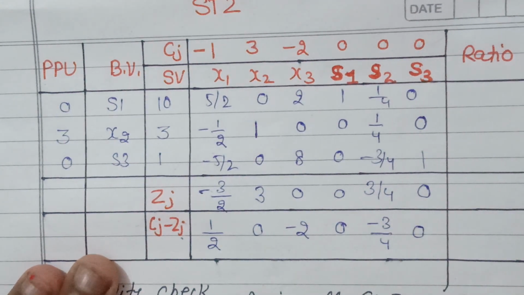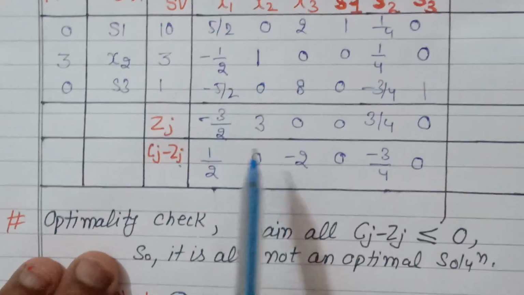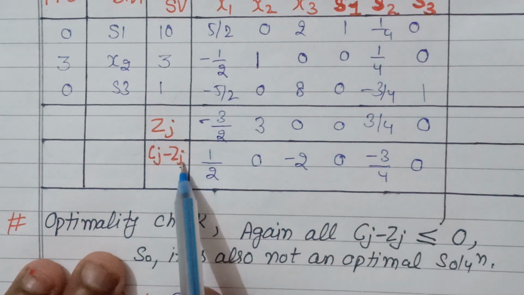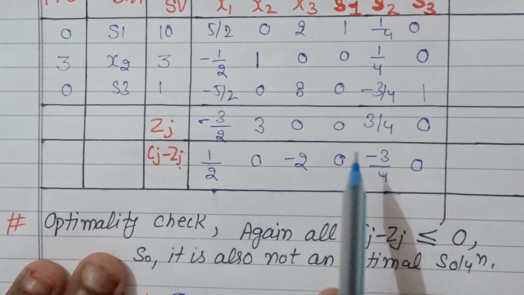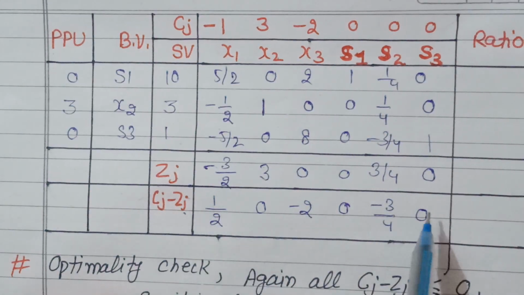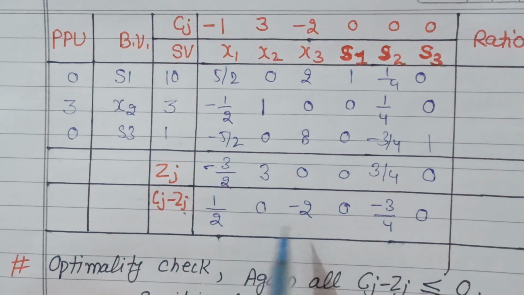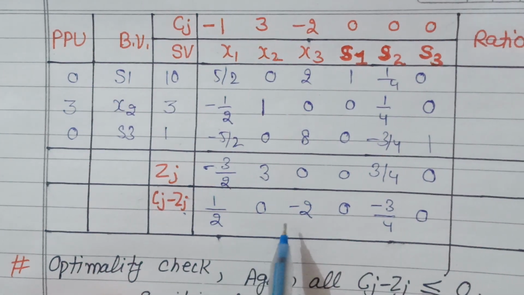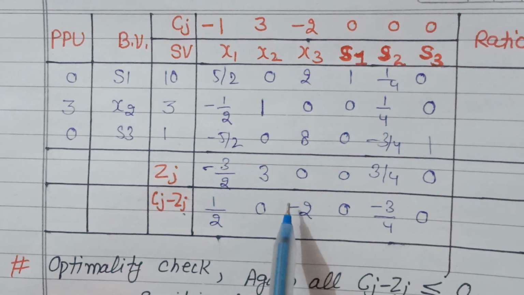Now we have to check for the optimal condition. Here again you will see that all the values of Cj minus Zj are not less than or equal to 0, because this is positive 1 by 2. So again this is not an optimal solution. For an optimal solution all these values must be less than or equal to 0. So again we have to find the key column, ratio, key row, incoming and outgoing variables and the key element, so that we can form the simplex table 3.